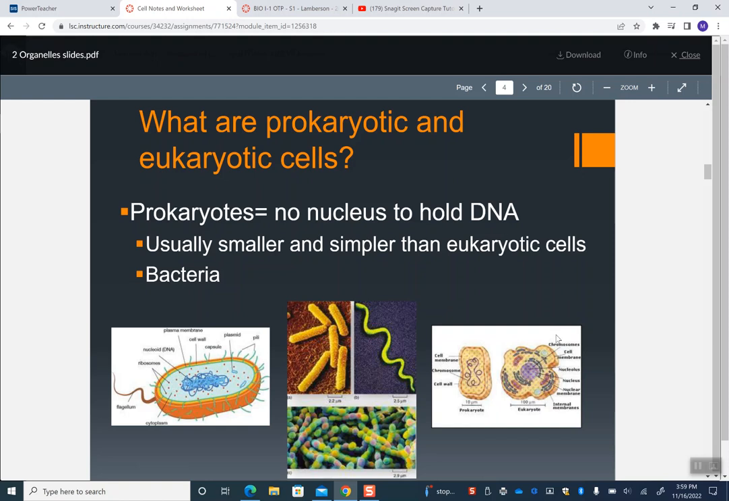That's not always the case, but it's that little ball that kind of holds a lot of information, and it holds the DNA, so it's very important. But not all cells have a nucleus. So the definition of a prokaryotic cell is a cell that does not have a nucleus. Now, because there's no nucleus to hold all the DNA and keep it protected, these cells tend to be very small and simple. For example, bacteria are prokaryotic cells.